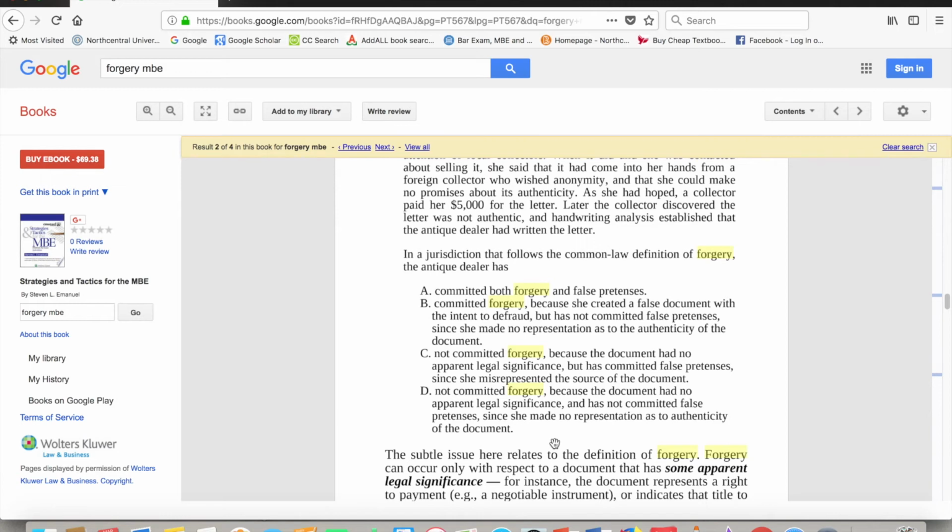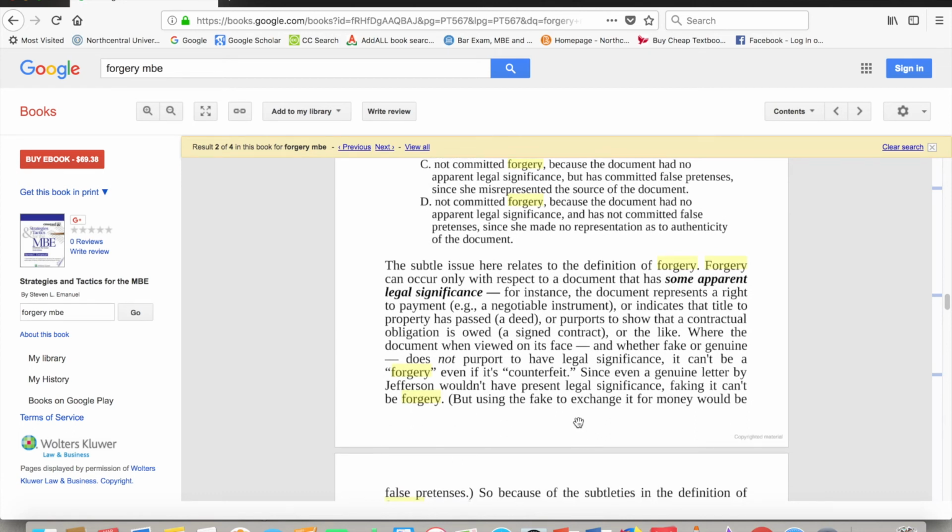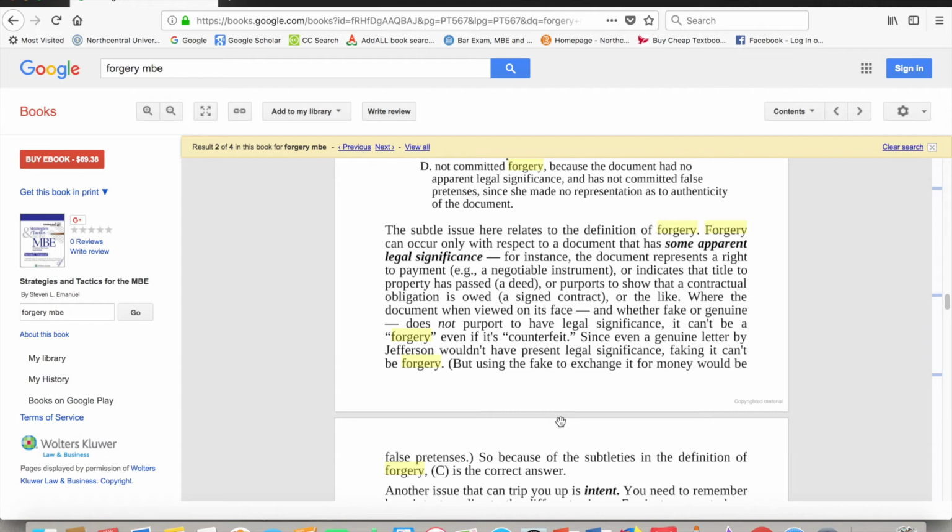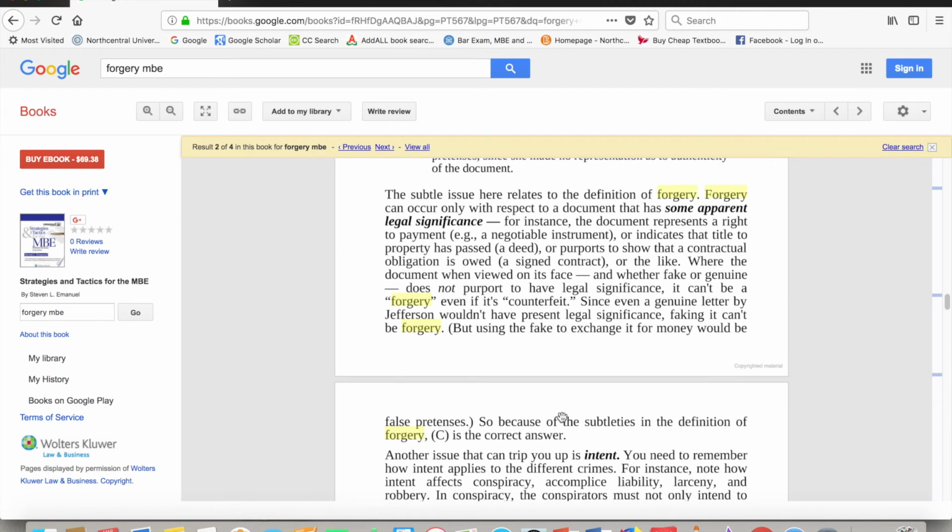First, you eliminate wrong answers. Then you look at the two remaining answers and pick the best of the two. The subtle issue here relates to the definition of forgery. Forgery can only occur with respect to a document that has some apparent legal significance. For instance, the document represents a right to payment. Now, this is at common law. Or it indicates the title to property has passed, a deed, or purports to show that a contractual obligation is owed, a signed contract, or the like. Where the document, when viewed on its face, and whether fake or genuine, does not purport to have legal significance, it can't be a forgery.